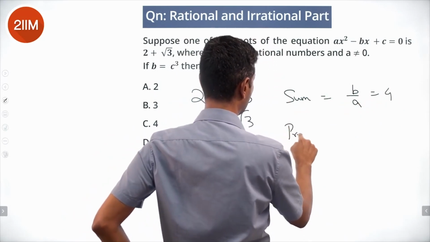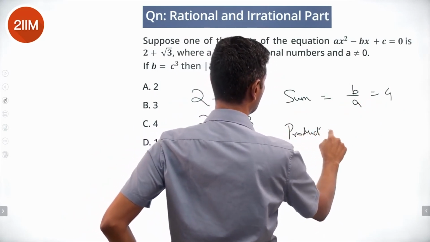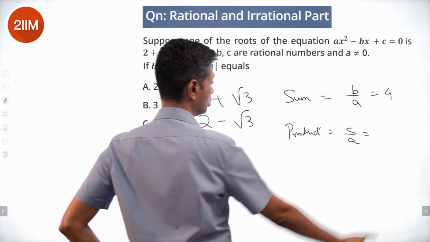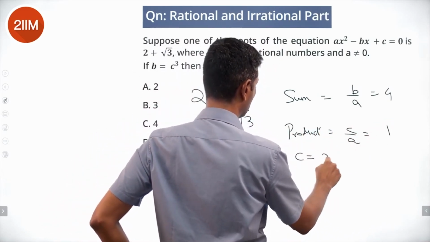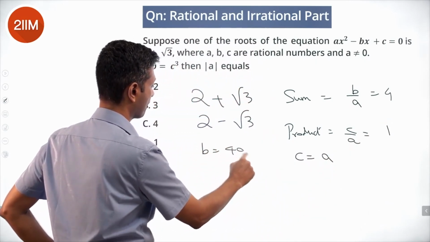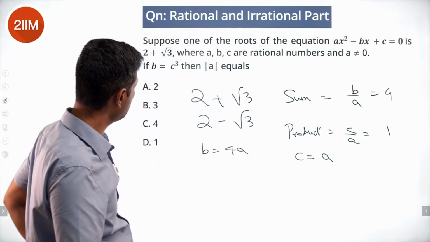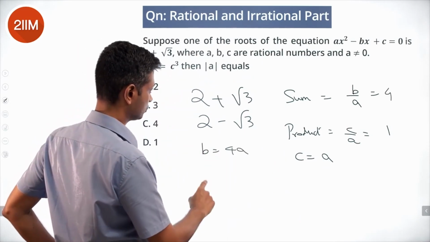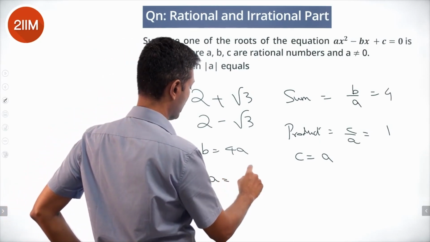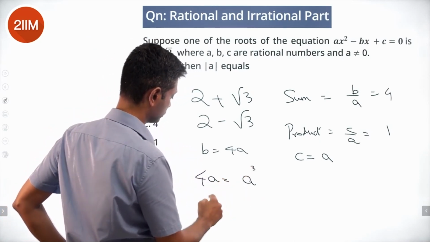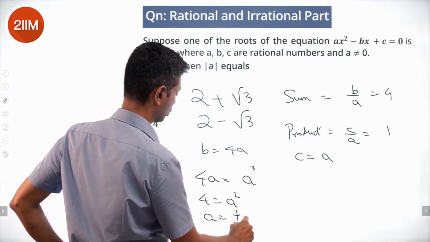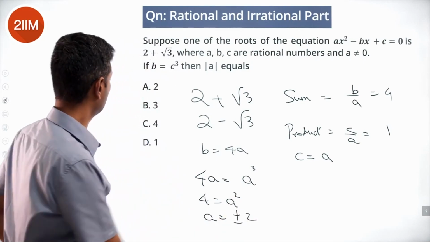Product of the roots is C by A, which is 2 plus root 3 into 2 minus root 3, which is 1, or C equal to A, B equal to 4A, and B equal to C cube, or 4A equal to A cube, or 4 is A square. A is plus or minus 2. We want to find modulus of A, which is 2.